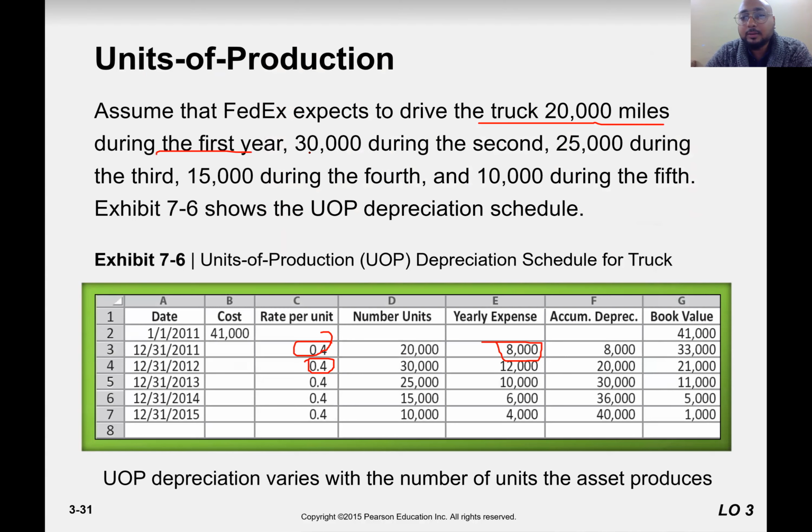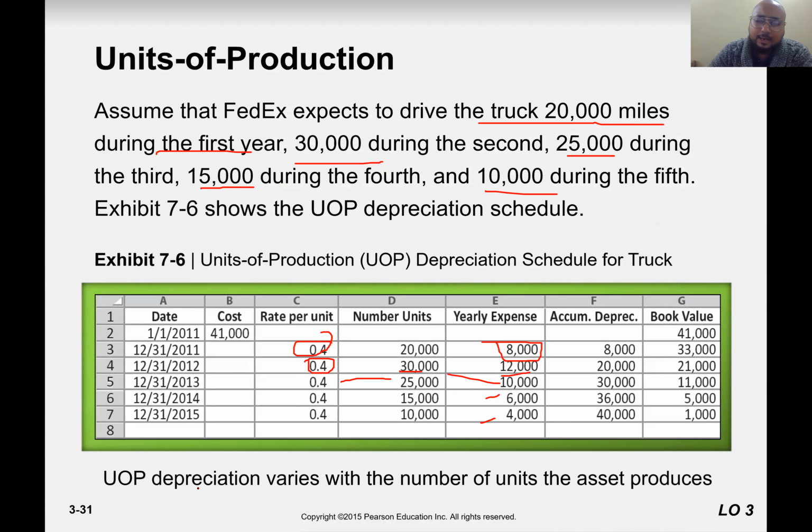Next year, 30,000 will run. The miles, we're talking about the miles. So in the second year, it will run 30,000 miles. So 30,000 miles multiplied by 0.4, the answer is 12,000. So look at that. In the third year, 25,000 multiplied by 0.4, the answer is 10,000. And then 15,000 in the fourth year, 10,000 in the fifth year.